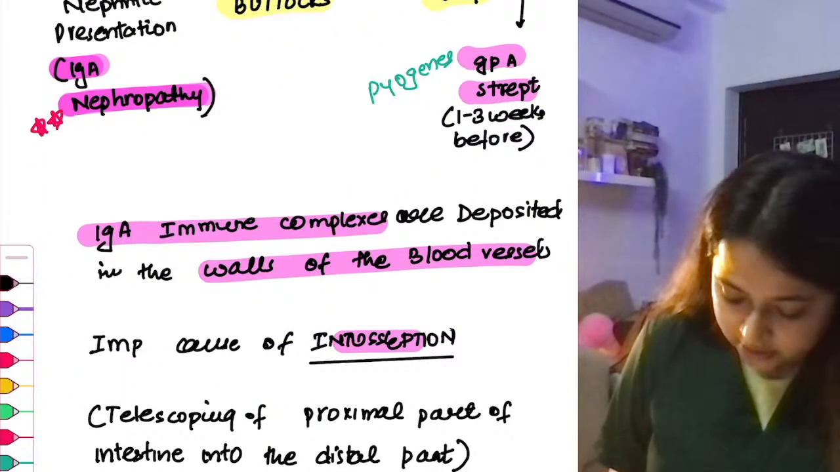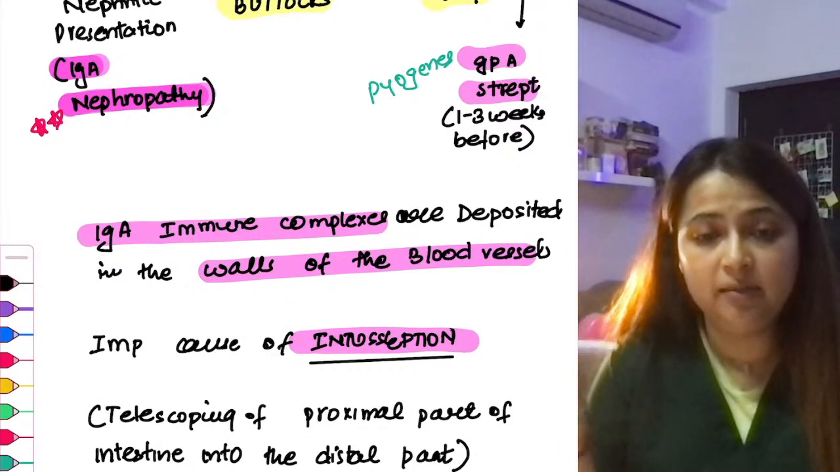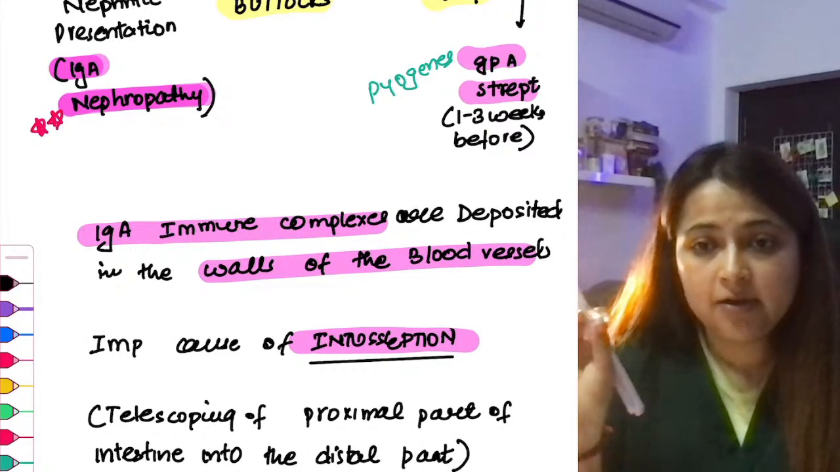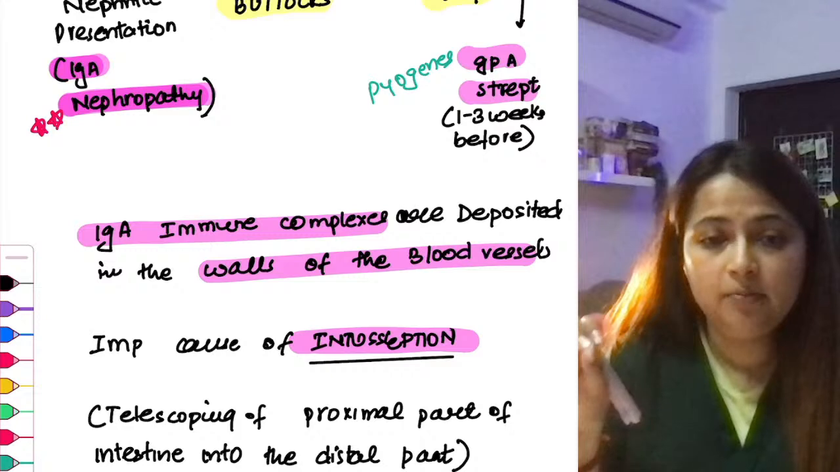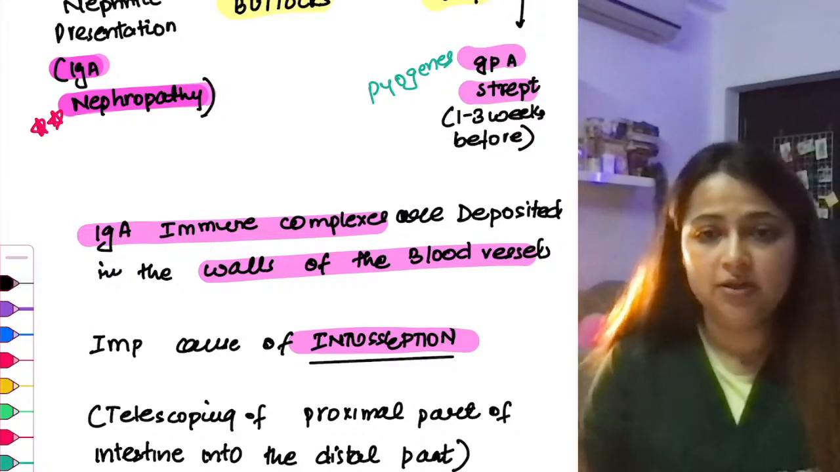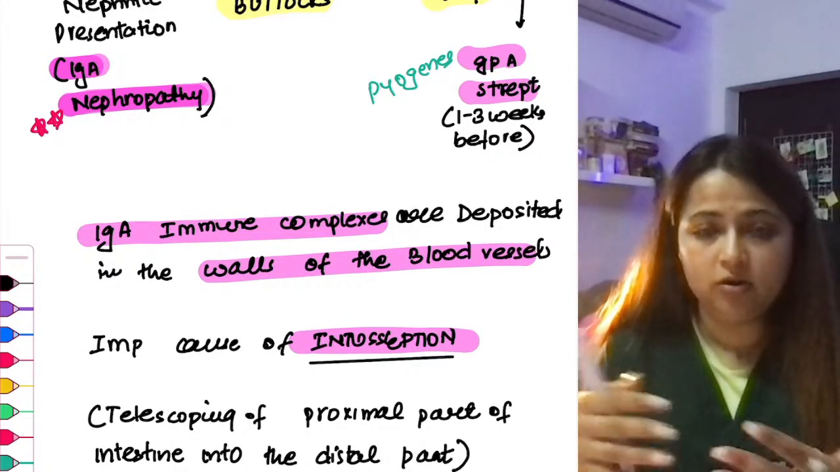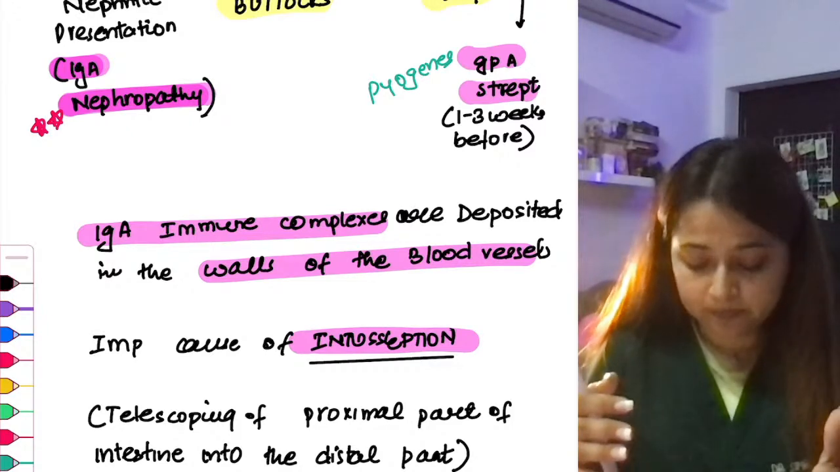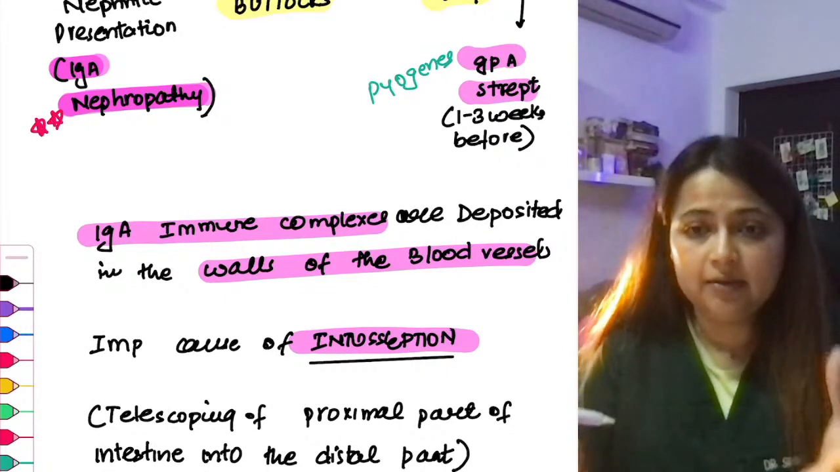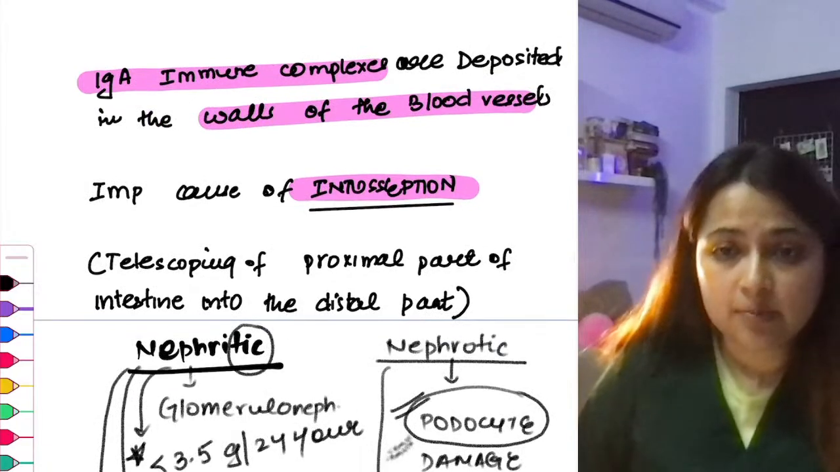Then a very important thing here. Why do you think a child having HSP could land up in the emergency room with severe abdominal pain? The reason is that HSP is a very important cause of intussusception. Now guys, what is intussusception? Intussusception means telescoping of the proximal part of the intestine into the distal part, or telescoping of one part of the intestine into the other. Obviously, this is going to cause a mechanical bowel obstruction, so ultimately the patient may end up having bowel ischemia.